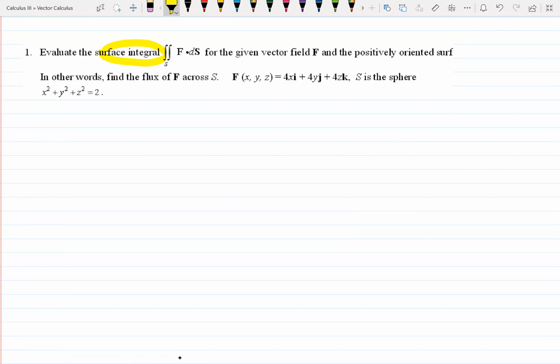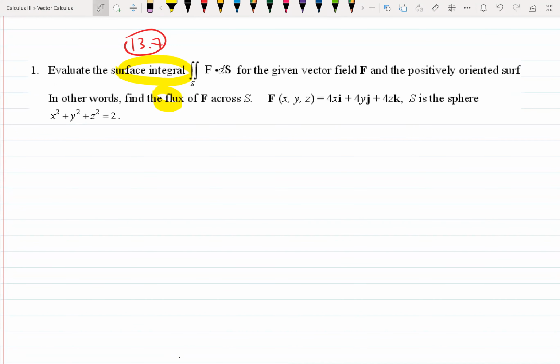It's 13.7 right away, and then you see the word flux. That is 13.7 right away. So these two terms only show up, well, flux shows up definitely at the very end. Solution. So the flux had something to do with that integral with the cross product.